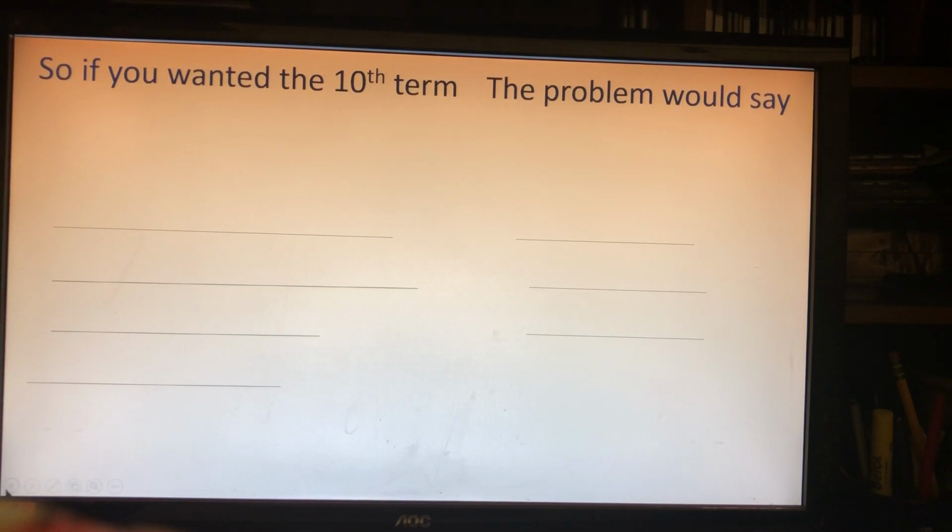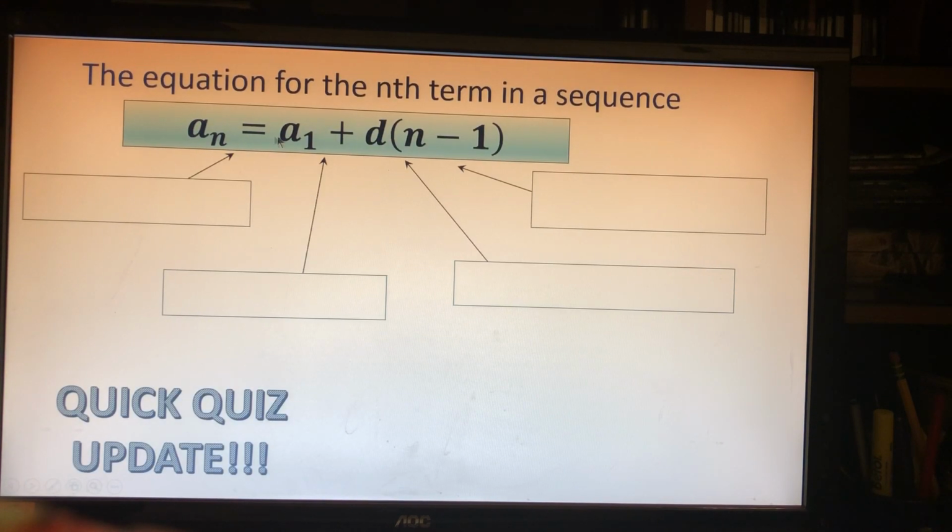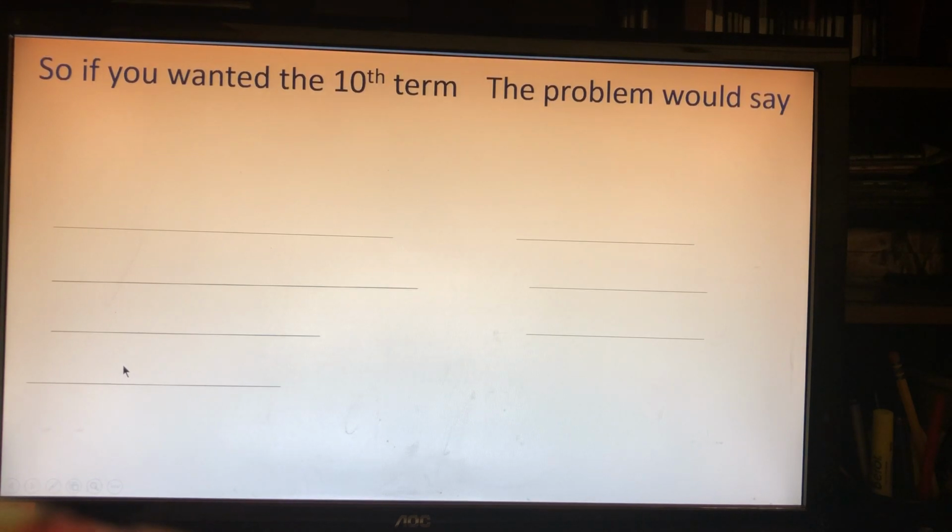Actually, I'll even tell you, there it is. A sub n equals a sub 1 plus d times n minus 1. This is the term you're going to look for. This is your first term. This is your common difference. And n is the number you're looking for. We'll get there. So, you can relax. This is absolutely the last page.